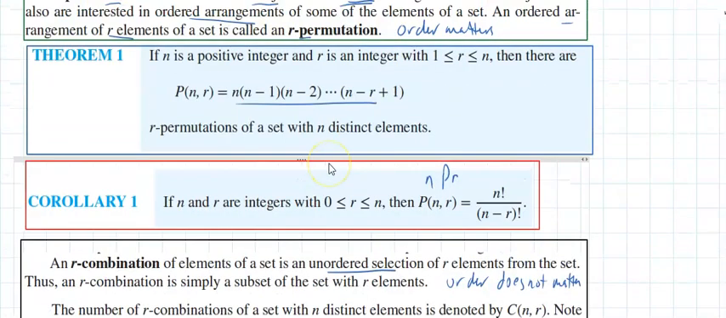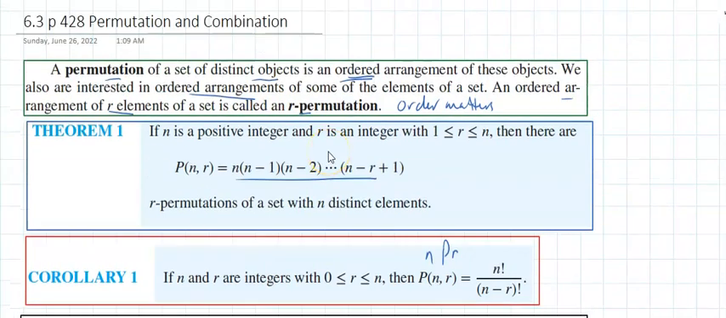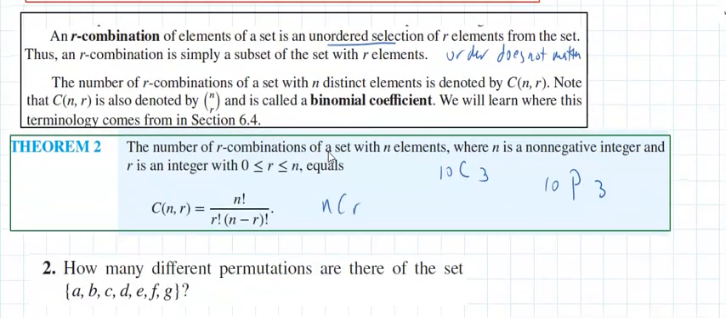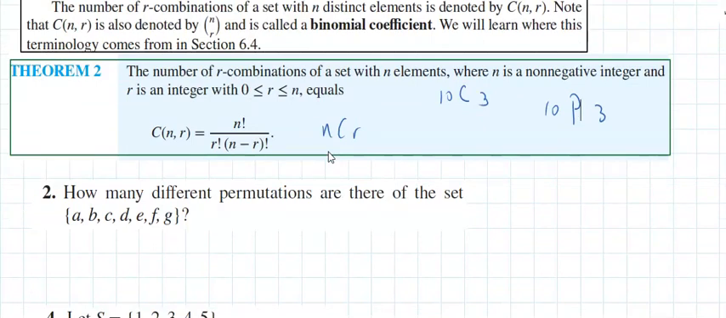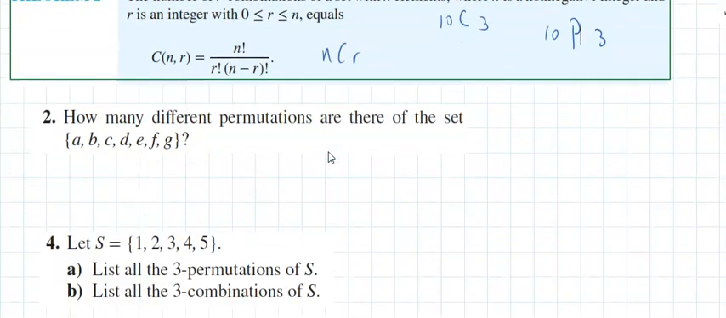So that's how this works. You just have to figure out whether it matters which order I put those in. If it matters, I use nPr. If it doesn't matter, I use nCr.